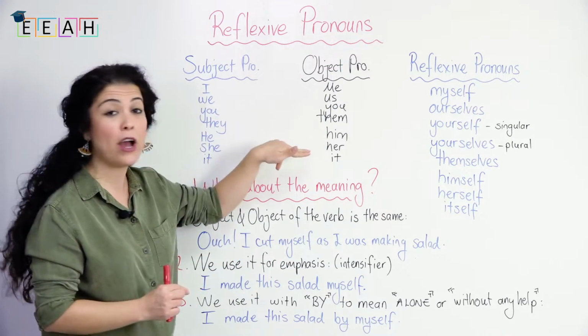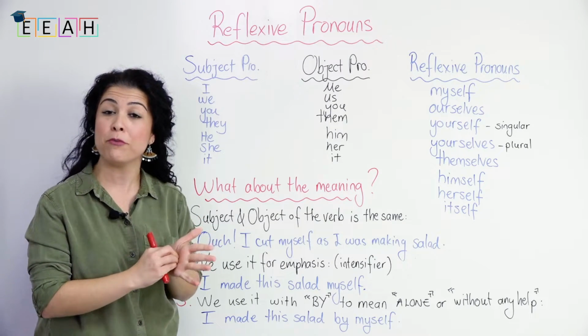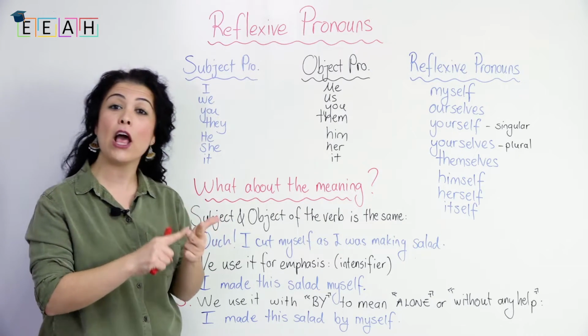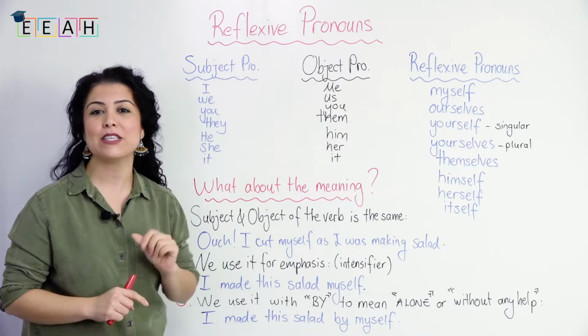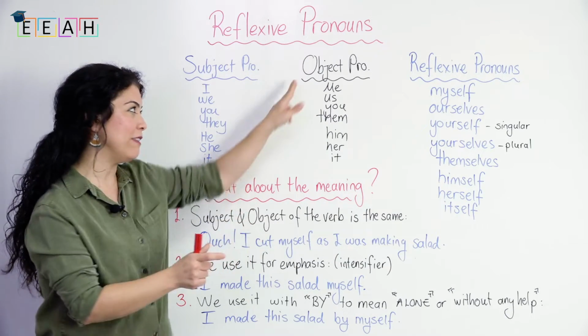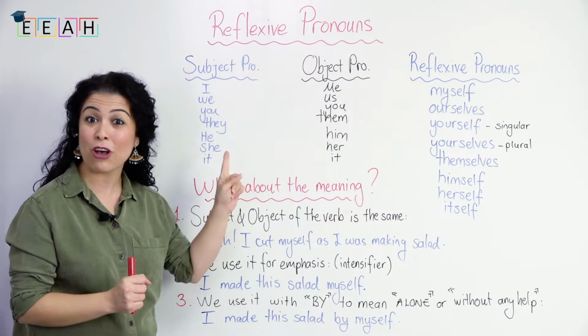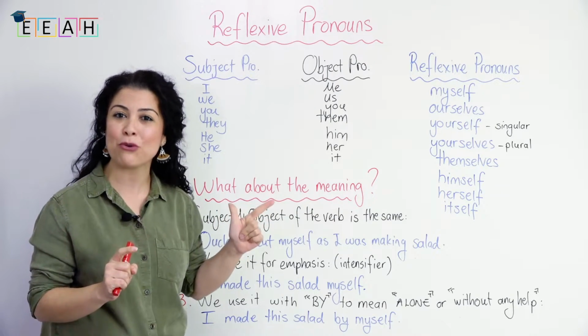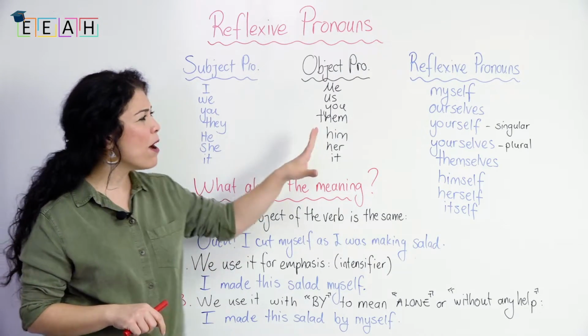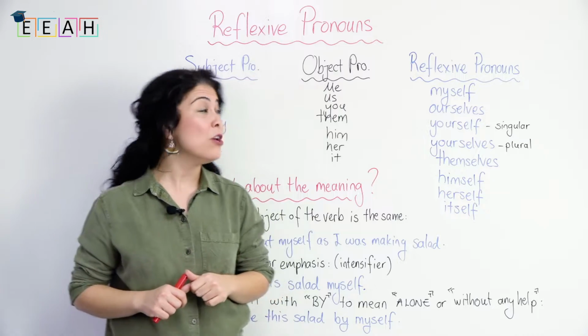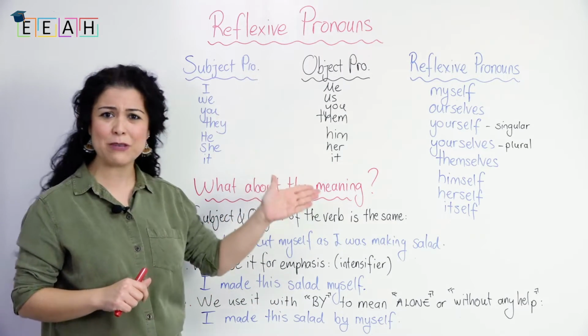So object pronouns always go after a verb, remember? Like, I can help you. I is the subject pronoun and you is the object pronoun. And it goes after the verb, help you. Yes? Now, what about reflexive pronouns? Well, the form changes completely.